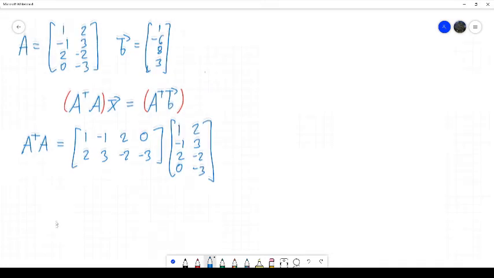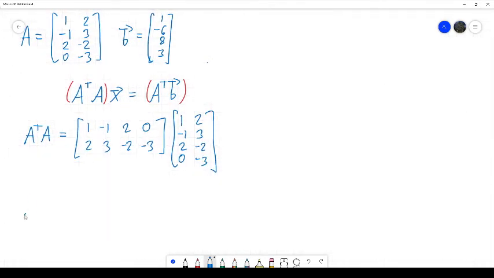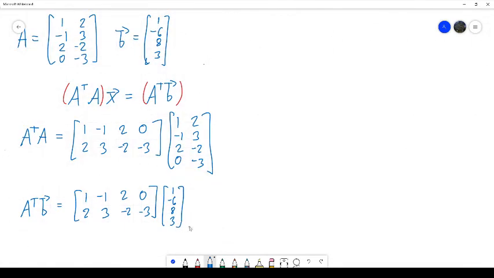And then we also want A transpose times B. B is going to be this A transpose matrix times our B vector, like that. Okay, so A transpose A, do this first. Let's see, this first matrix is 2 by 4, and this is a 4 by 2. So we should end up with just a little 2 by 2 matrix here.